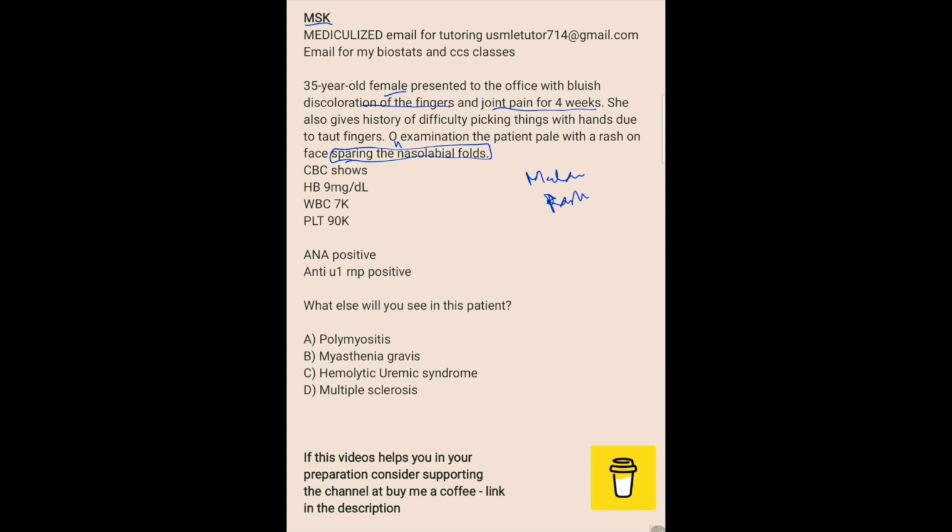So now CBC shows hemoglobin of 9, WBC of 7, which is normal. Hemoglobin is low, so there is anemia, and also there is thrombocytopenia, decreased platelets. So remember, in SLE you get one or more cytopenias. So remember, SLE is mediated by type 3 hypersensitivity reaction, which means immune complex deposition. But the cytopenias are the only manifestation of SLE which is mediated by type 2 hypersensitivity reaction. So important.